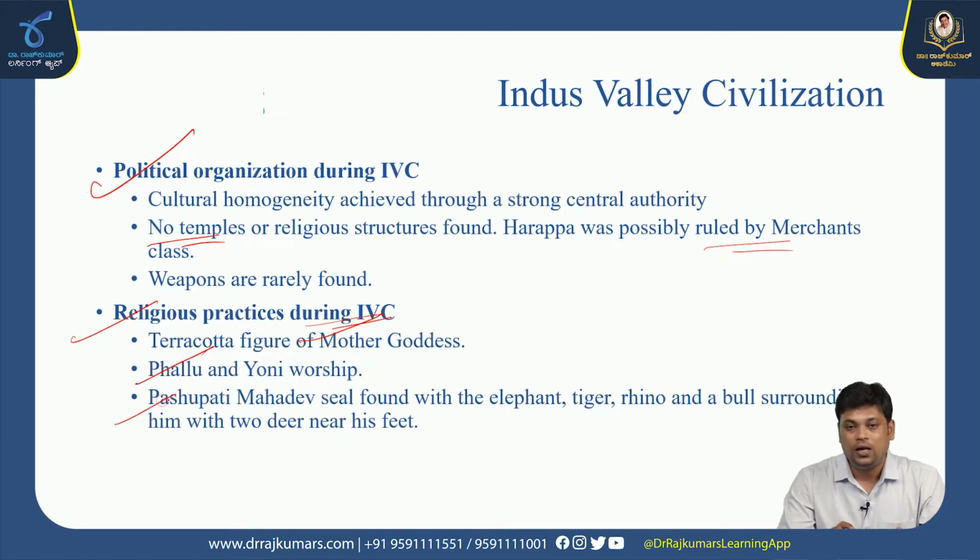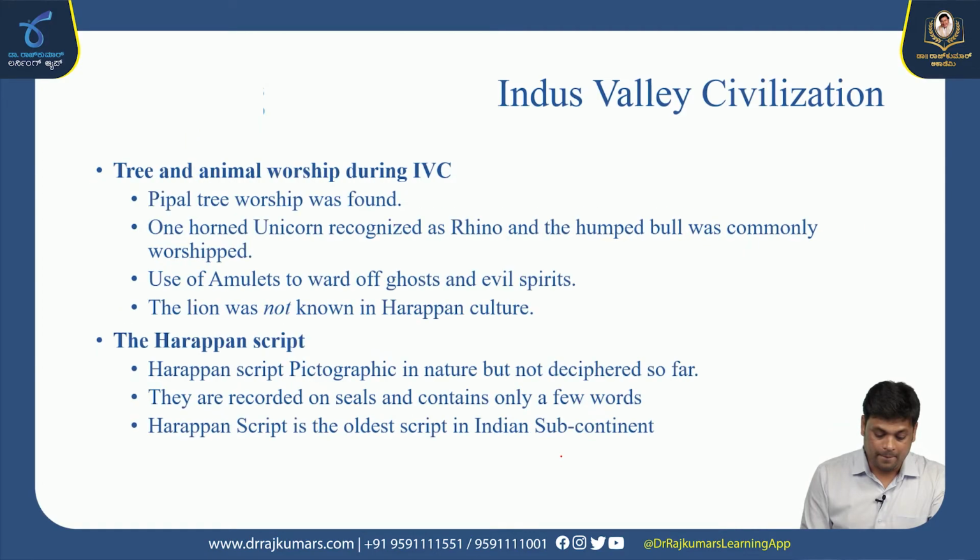Mahadeva seal. The Pashupati Mahadeva seal is considered the male deity represented on one seal. He was a man with two horns sitting in a yogic posture, with three eyes. So they compared him with Lord Shiva. The animals surrounding him became sacred animals, and the tree he sat under also became sacred. So nature worship was also there during the time of the IVC. Tree and animal worship, as I told you.